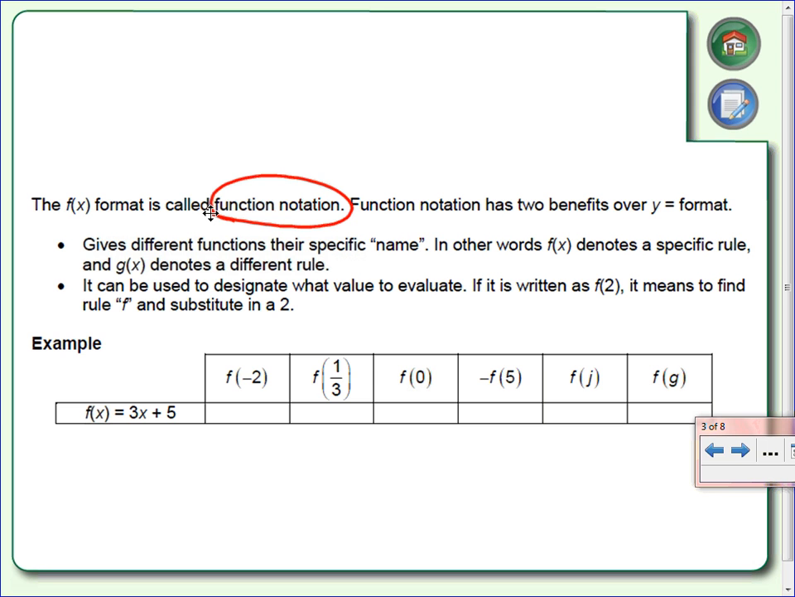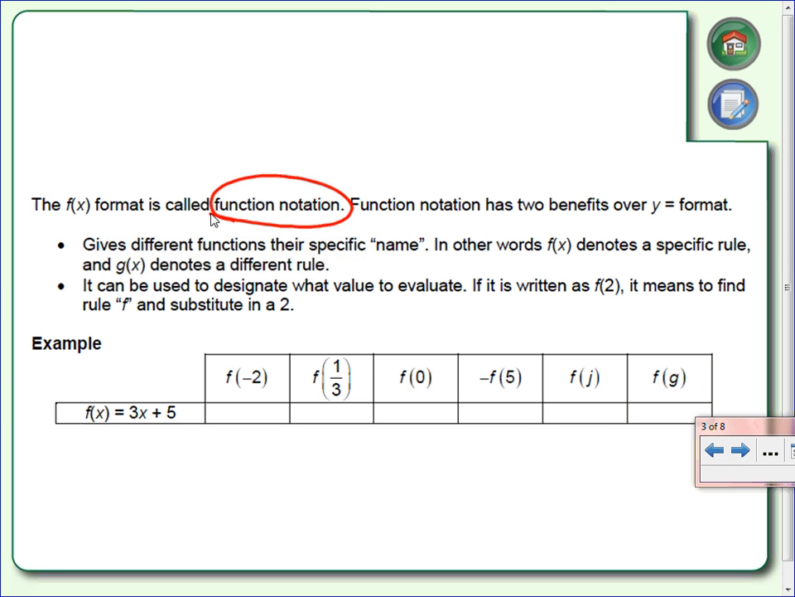The next one says it can be used to designate what values to evaluate. If it is written as f of 2, it means to find the rule of f by substituting in a 2, which is exactly what we're going to be working with here in a second. So these are the two benefits of using function notation over the y. Now let's actually do the function notation.